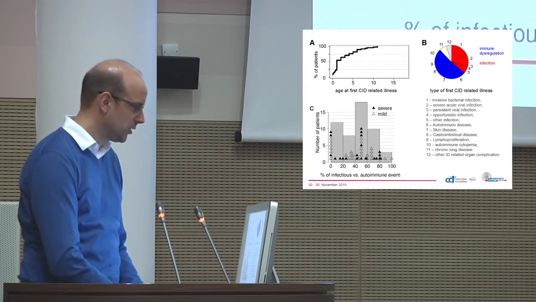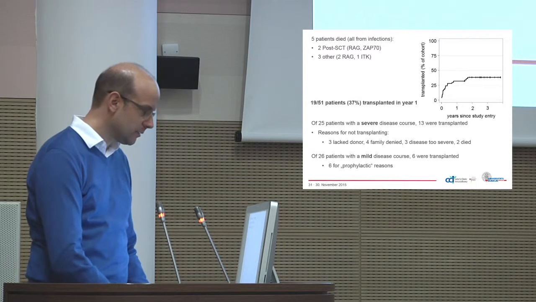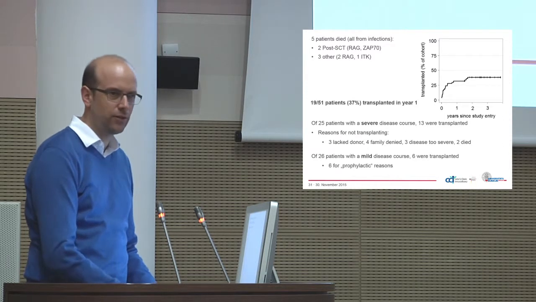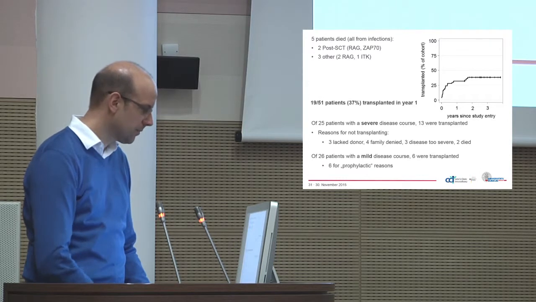Looking at the severity in these patients from a different point of view, 5 patients of those who have been in the study for 1 year have died, so that's 10% of the cohort. 2 of those died shortly after transplant, and 3 others prior to transplant or were not transplanted. All deaths occurred due to infections, so infections still are the main killer in this cohort.